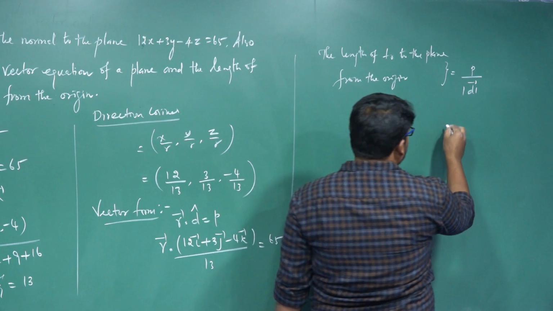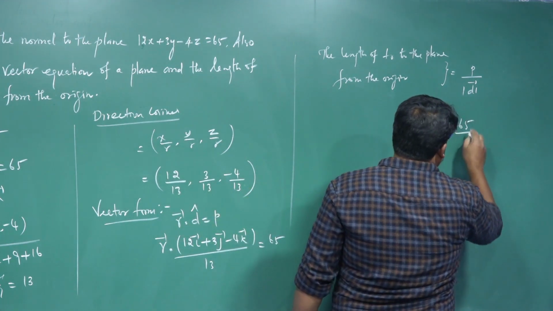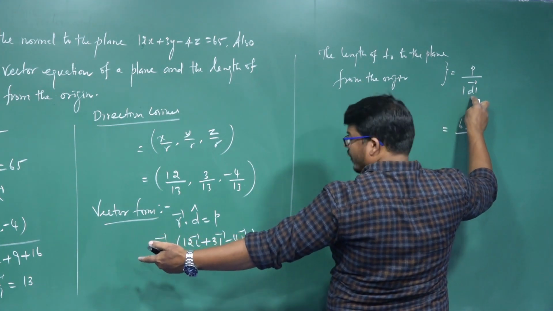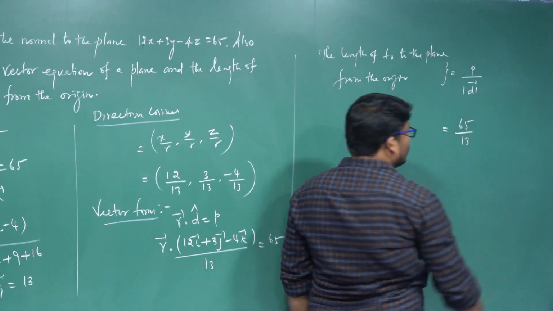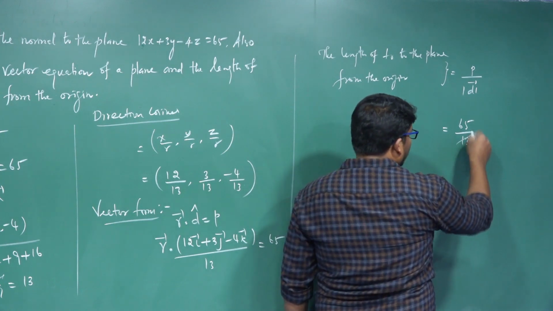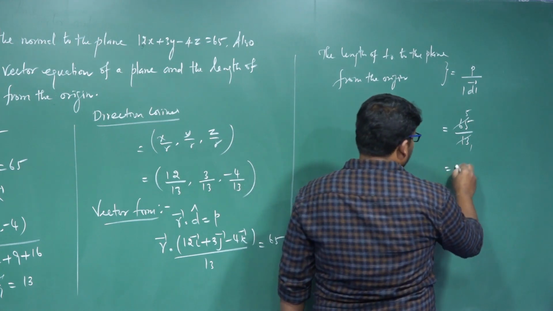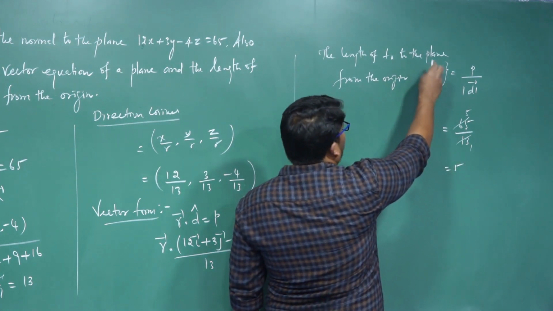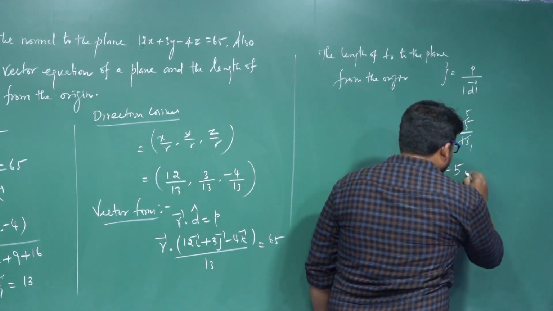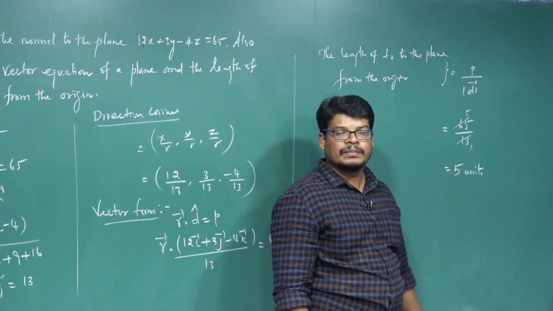Here the p value is 65, and the modulus of d vector value is 13. So 65 by 13. Now cancel the value 13: 5 times 13 is 65. That is, the length of the perpendicular to the plane from the origin is 5 units.